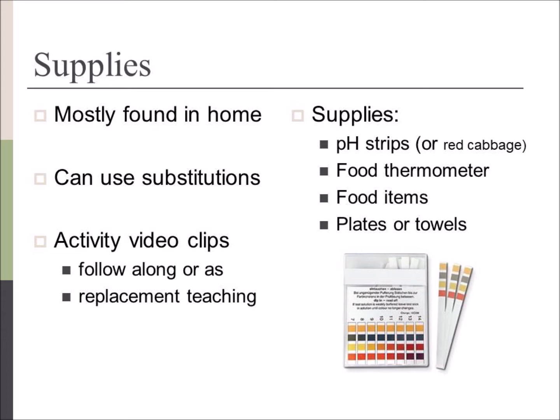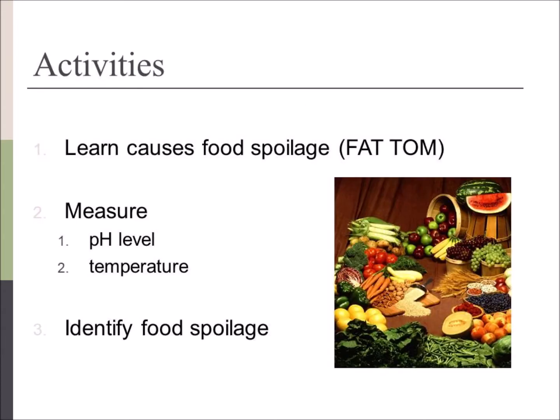Supplies needed are pH strips, a food thermometer, some food items, and plates or towels. In the activities, you will learn about different causes of food spoilage, learn what the acronym FAT-TOM means, do an activity where you measure the pH level of different foods and take the temperature of different foods, and then identify the food spoilage issues of certain spoiled foods.